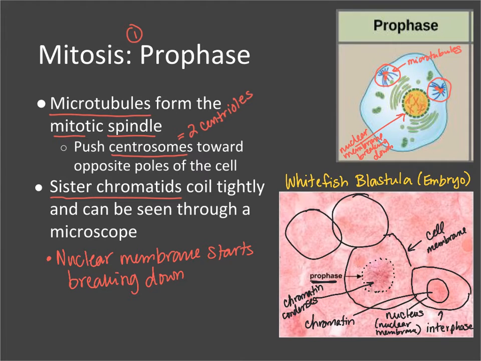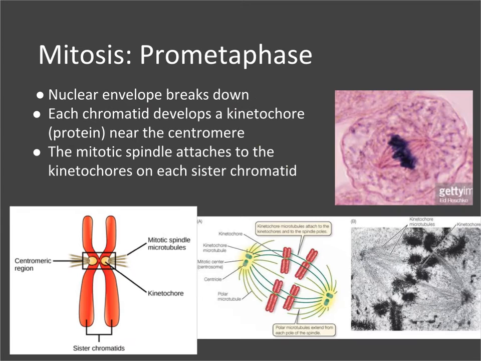And the chromosomes are starting to become visible, forming that X shape. Our second stage of mitosis is prometaphase. During prometaphase, that nuclear envelope disappears completely. You can see on this picture that you no longer see the nuclear envelope, so there's no longer a nucleus or a membrane surrounding the nucleus.